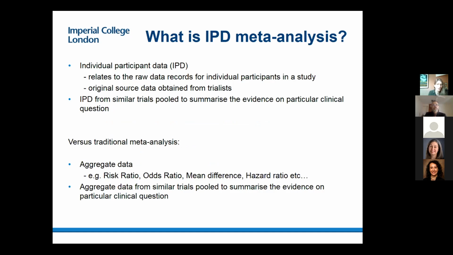Now, this differs to traditional meta-analysis, which uses aggregate data, which is obtained typically from publications. And so just by aggregate data, I mean where IPD has already been averaged or an alternative effect measure has been estimated across the patient data. So this might take the form of a risk ratio, odds ratio, mean difference, etc. Now, in aggregate data meta-analysis, the aggregate data from similar trials is extracted and then pooled to summarize the evidence on the particular clinical question. So whilst these are two different ways meta-analysis can be conducted, they both have the same aim and result in the production of a pooled summary measure.